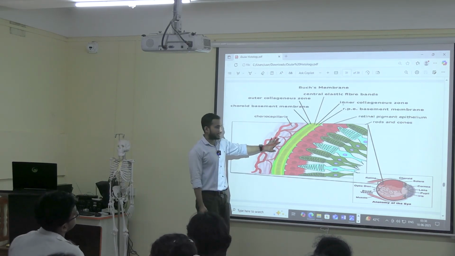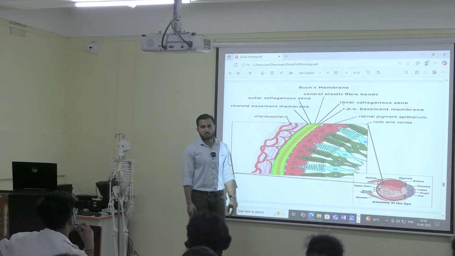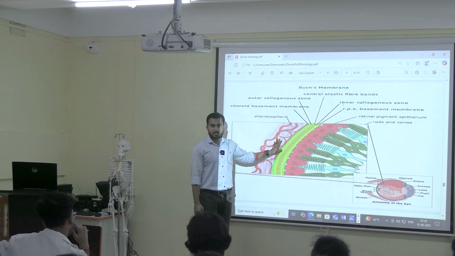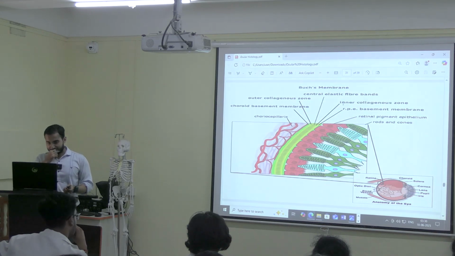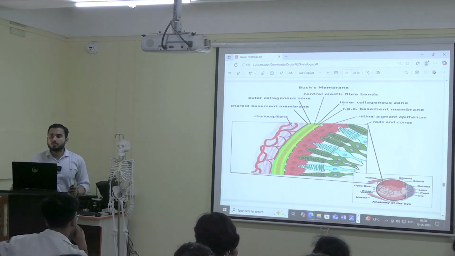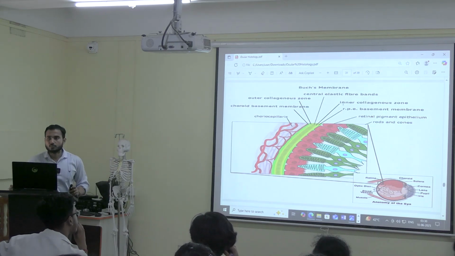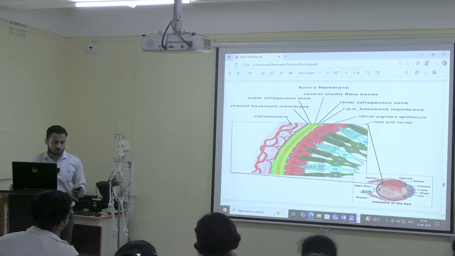That's why here you will be getting arteries, veins and capillaries, and along with that lymphatics are also present. Okay, so that is all about which layer? Choroid. After choroid, what is next? Ciliary body, and then iris.